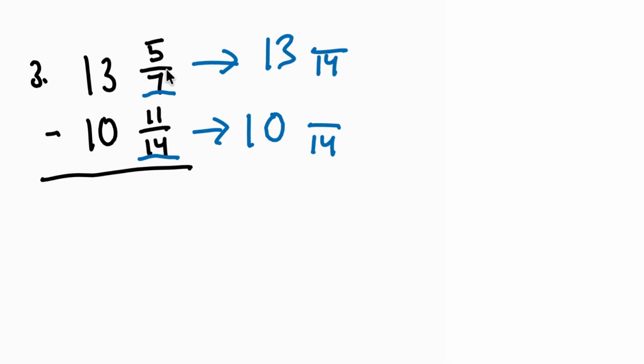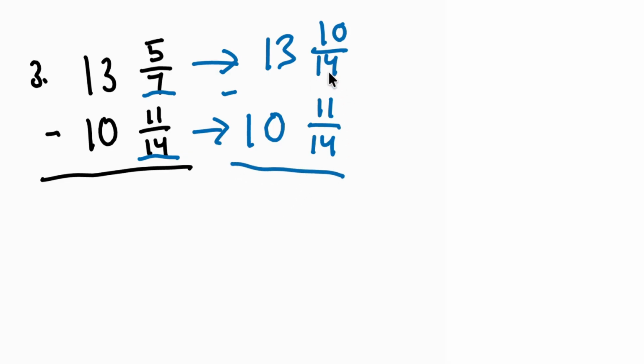of them. So 5/7 with a denominator of 14, well, whatever we do to the bottom, we do to the top. So 7 times 2 becomes 14. So 5 times 2 becomes 10. 10/14. 11/14 just stays the same. 11/14. So now we have to subtract 13 and 10/14 minus 10 and 11/14. It's just the same equation, but we just rewrote it to have the same denominator.